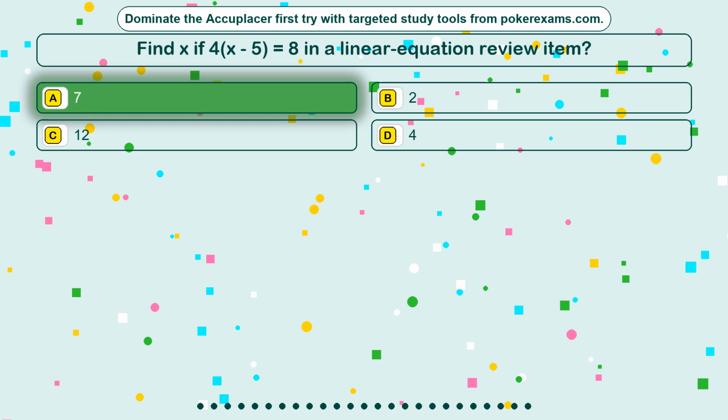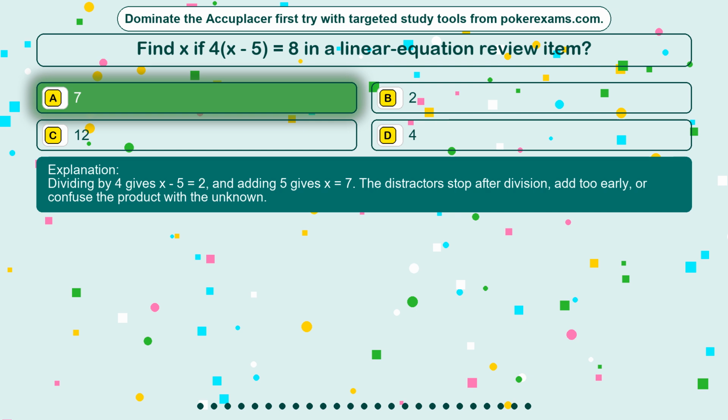The correct answer is option A, 7. Dividing by 4 gives x − 5 equals 2, and adding 5 gives x equals 7. The distractors stop after division, add too early, or confuse the product with the unknown.